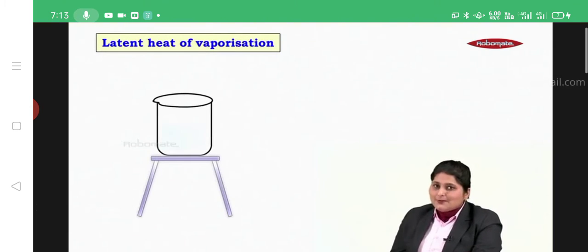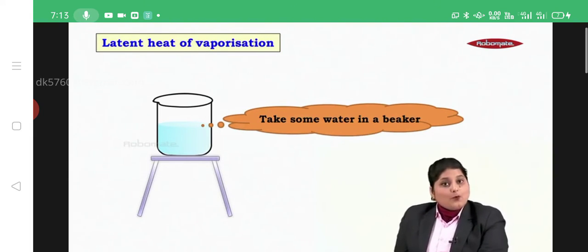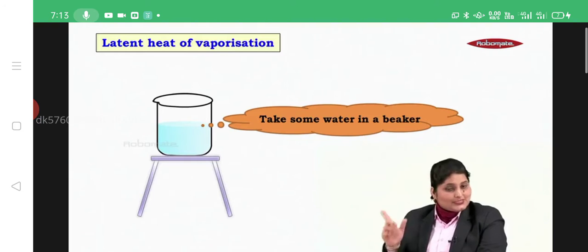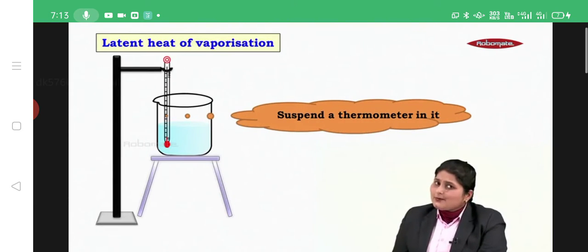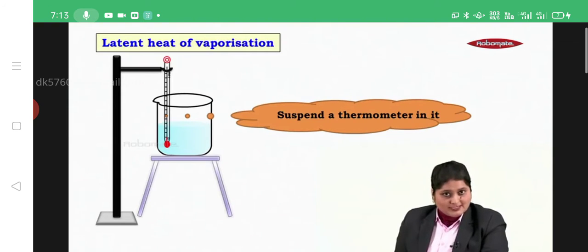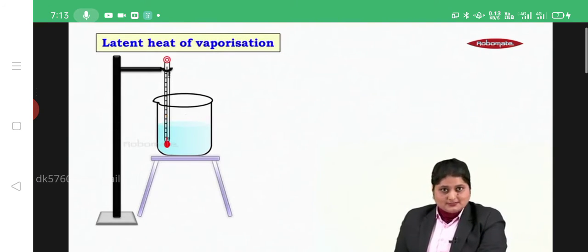Again, let us do some activity. Now here what we are going to do is take water in a beaker. There it was ice, here we are taking water. Again, since we are dealing with temperature, we need a thermometer. So our next activity is to suspend a thermometer in it.